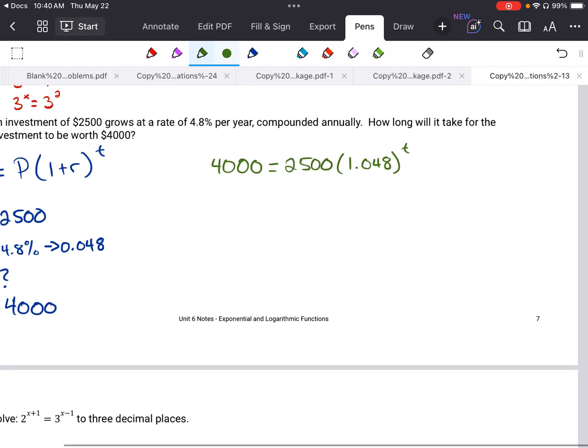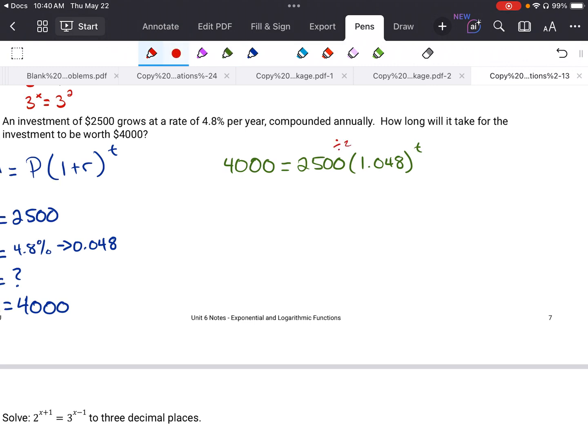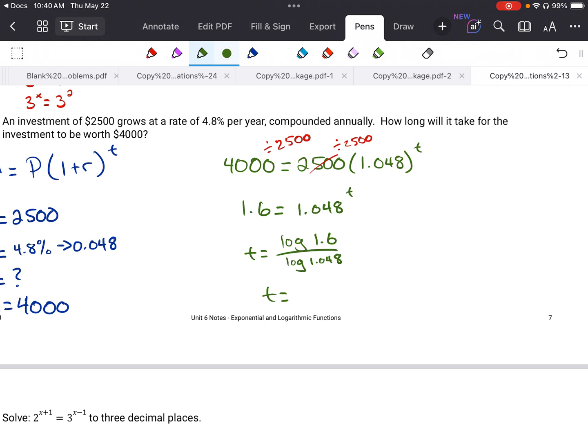Okay, and we've worked with solving for an exponent before. So let's divide both sides by 2,500. 4,000 divided by 2,500 is 1.6. And when we're looking for an exponent, we use log. So t equals the log of 1.6 divided by the log of the base, and t will equal 10. So therefore, it will take 10 years.